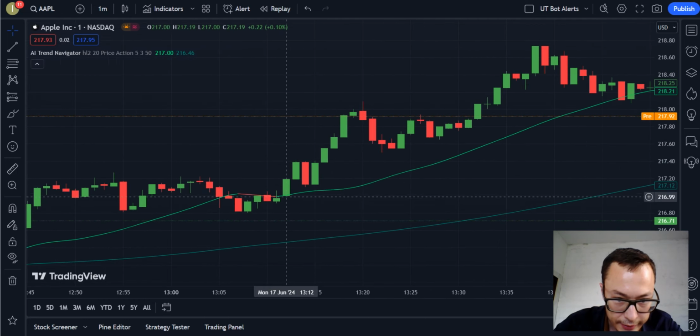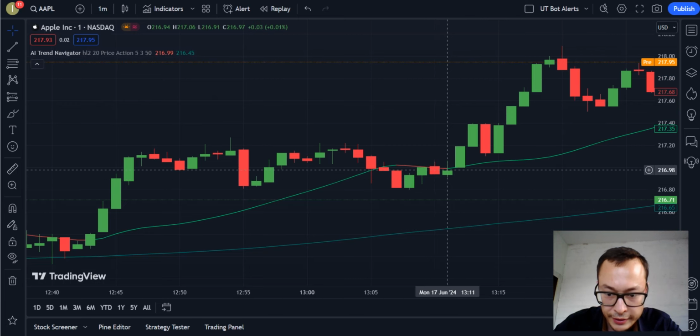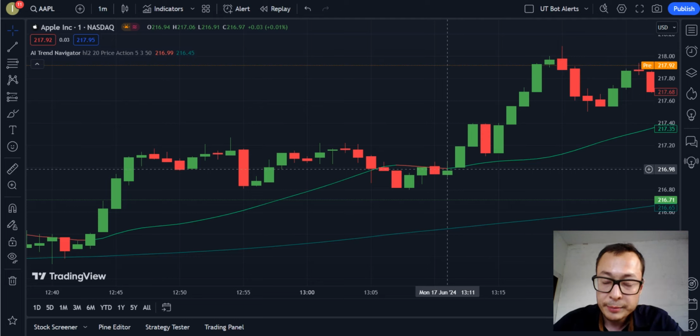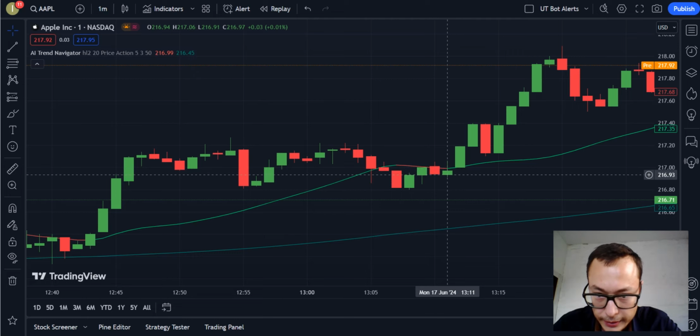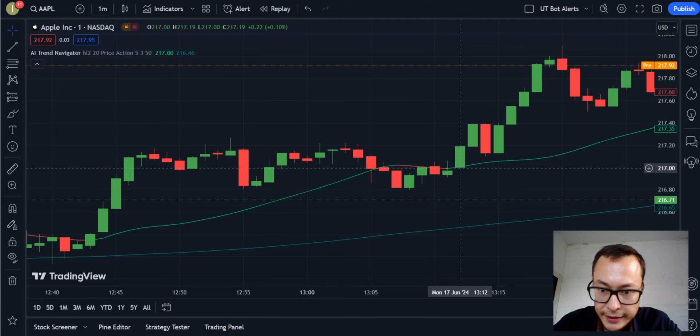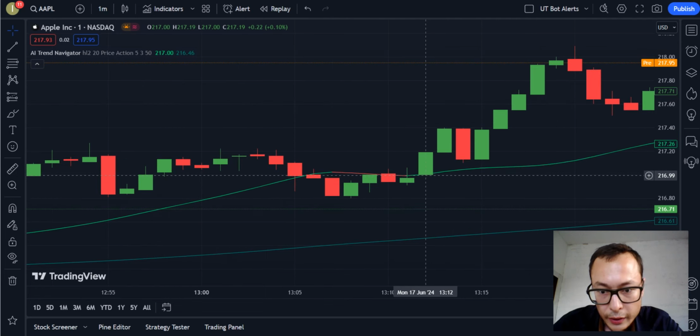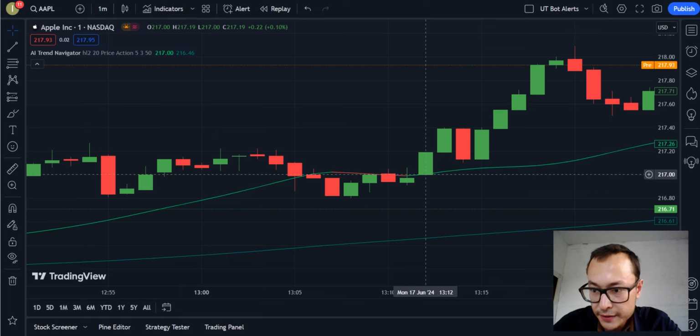So we can see here, starting on June 17, 2024 at 1:11 p.m., the AI Trend Navigator indicator starts to show the green line, which means that the price of the Apple stock will be going up, and which it did. So we'll start right here, and we can see here at 1:12 p.m. the price of the Apple stock was exactly $217 per share.